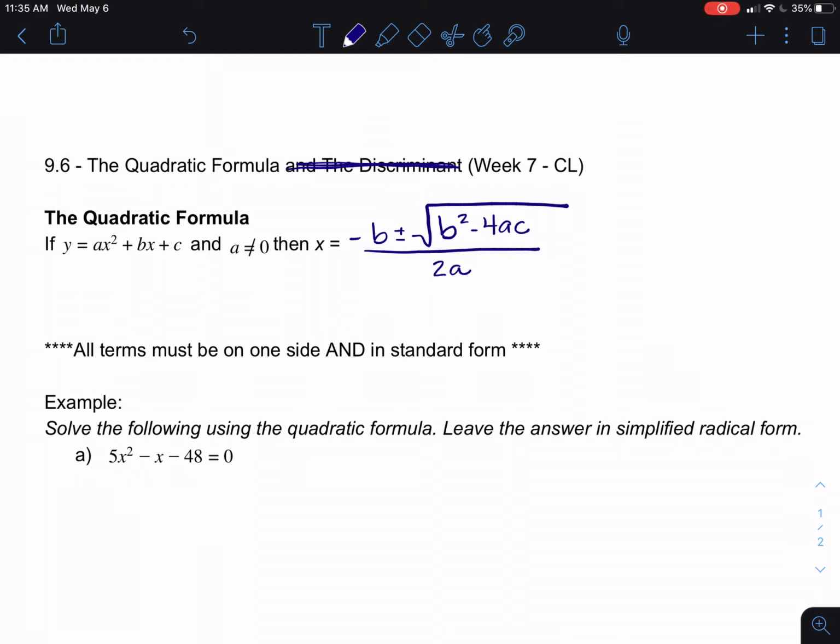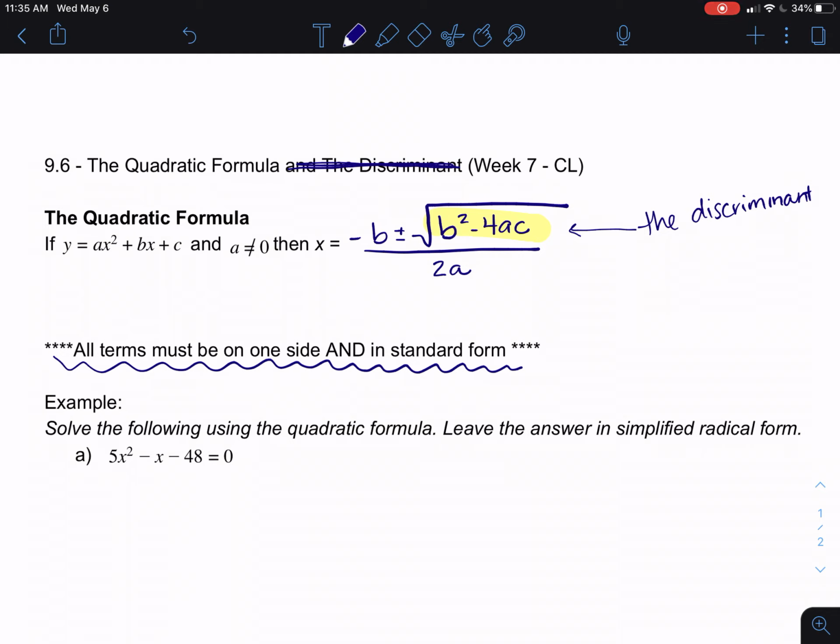Okay, so you should recognize this inside part, b squared minus 4ac. That was the discriminant. Okay, so that's what we talked about last week. So we're going to use that discriminant to actually find what our solutions are. The key, though, is that all terms must be on one side and in standard form. So we have to be equal to 0.